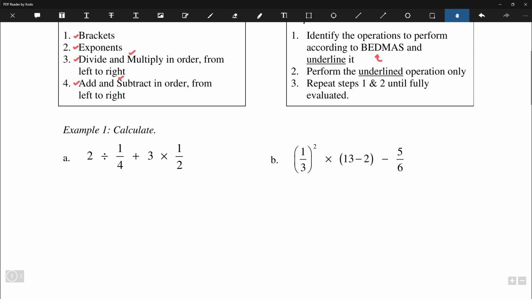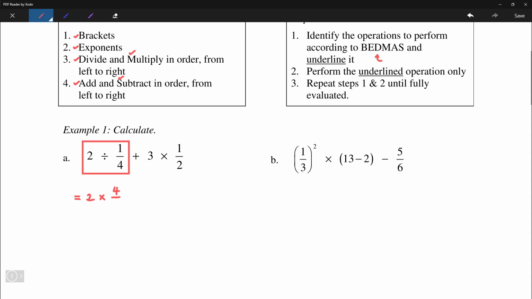Okay, so here we have 2 divided by a quarter plus 3 times 1/2. And so there are no brackets or parentheses, and there are no exponents. So the first step is to divide in this case. So we have 2 divided by 1/4. So instead of dividing, we will simply multiply by the reciprocal, which is 4 over 1. And then we have plus 3 times 1/2, the rest of the question.